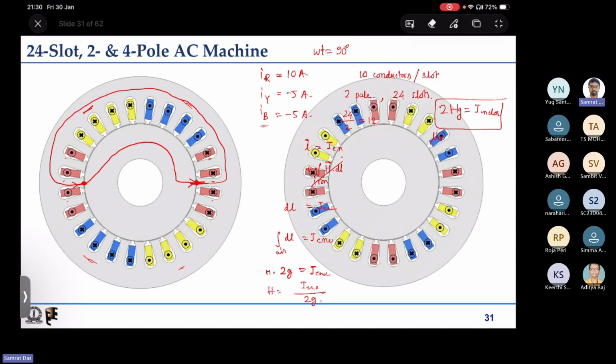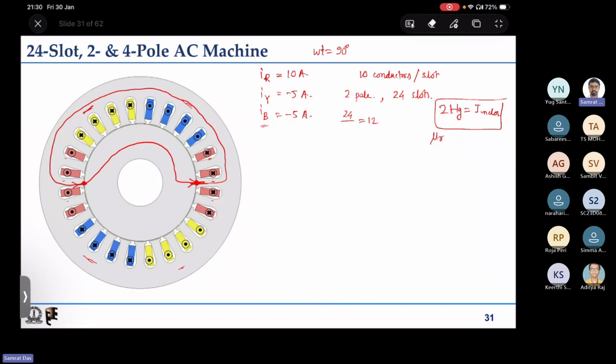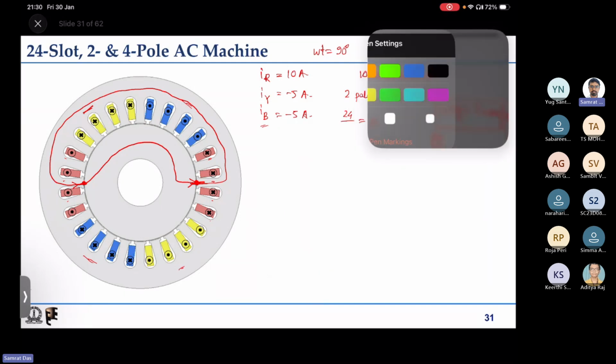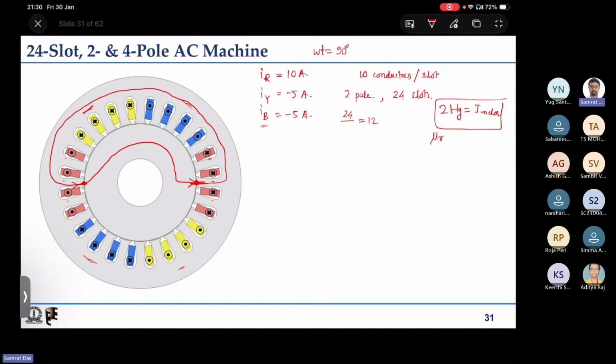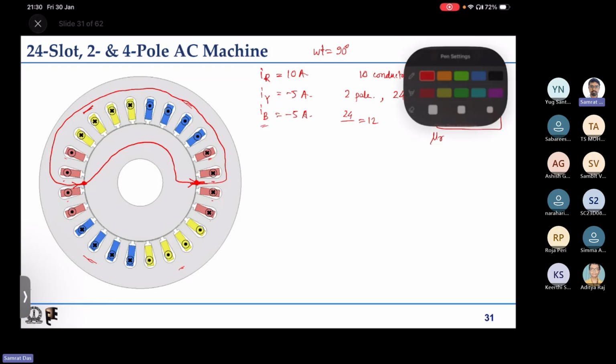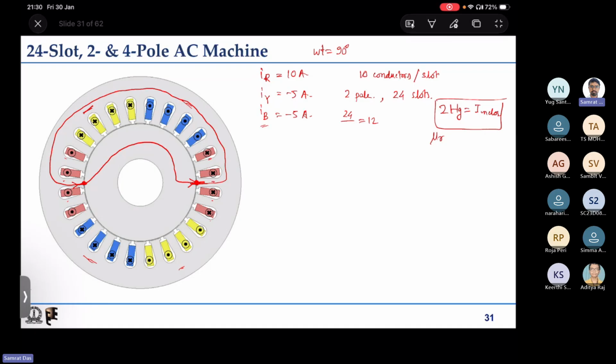Now we have to look at what is the current enclosed by this loop. Now IR, I'll write with black. IR is positive, so these signs will be retained. So this has 10 ampere, this has 10 ampere. IB is negative, so dot will become cross, and it is 5 ampere, 5 ampere, 5 ampere, 5 ampere.